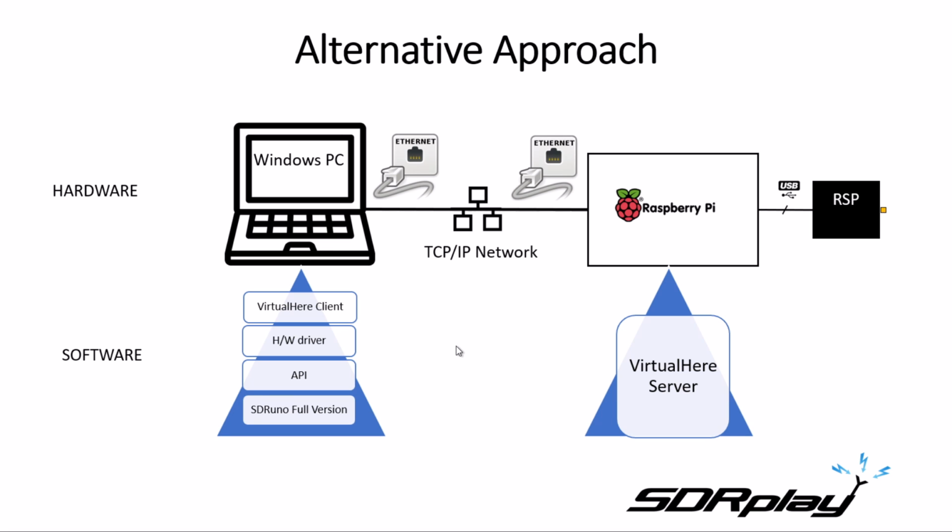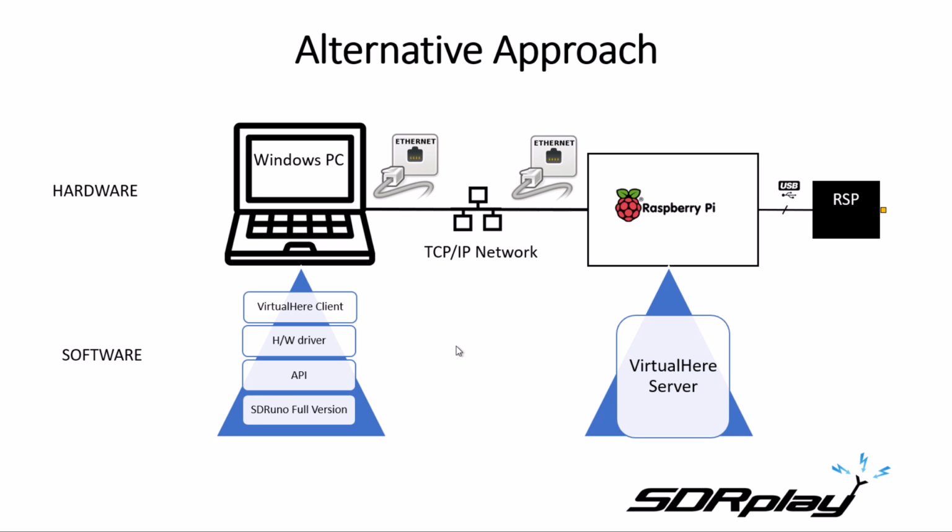Now with this new system, things have changed dramatically. Again, on the server side it's a Raspberry Pi in this instance because that's what we're demonstrating, but it can be any server. It can be Linux or Mac or even a Windows server. You have just the VirtualHere server software installed with the RSP connected, and then on the client side you have the VirtualHere client installed as well as the full install version of SDRuno.